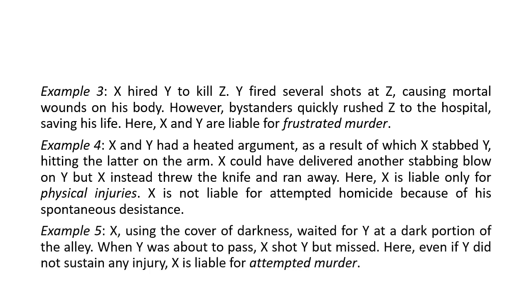Example number 5. X, using the cover of darkness, waited for Y at a dark portion of the alley. When Y was about to pass, X shot Y but missed. Here, even if Y did not sustain any injury, X is liable for attempted murder.